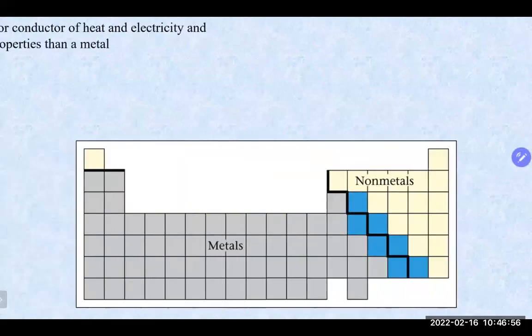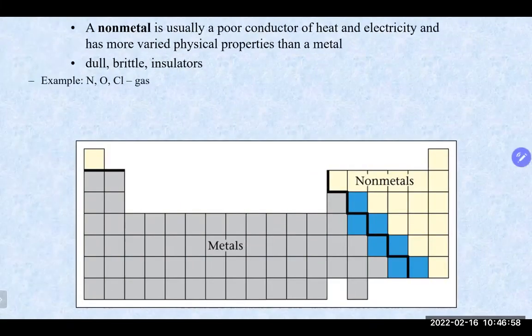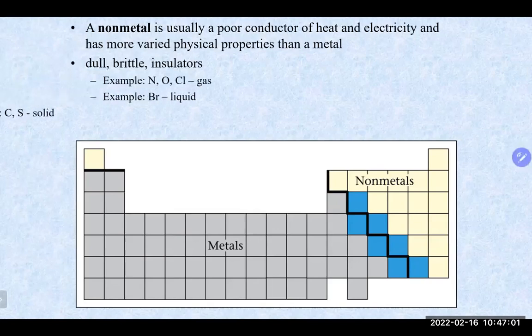Now, nonmetals, on the other hand, have more opposite characteristics. They're pretty much bad conductors of heat and electricity. They're also dull and brittle, but they also have more variety in terms of states. A lot of nonmetals are gases like nitrogen, oxygen, chlorine. Some are liquids and some are solids. So you get a much greater variety in terms of the states of those elements.